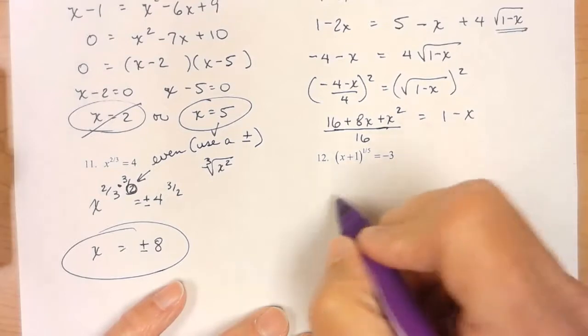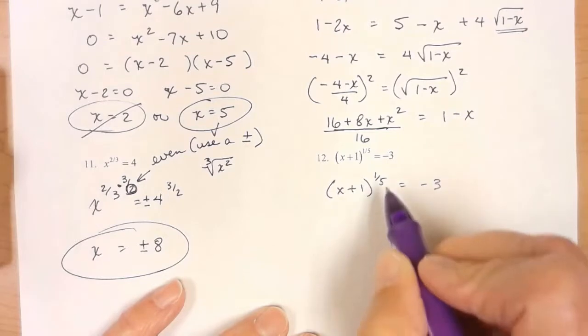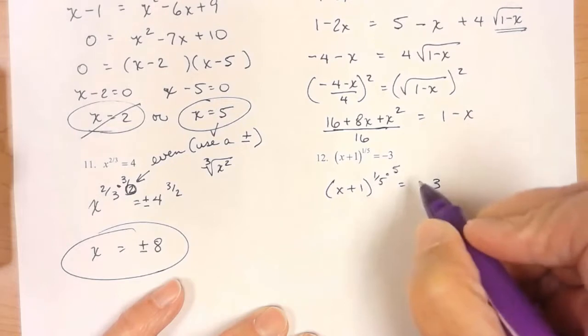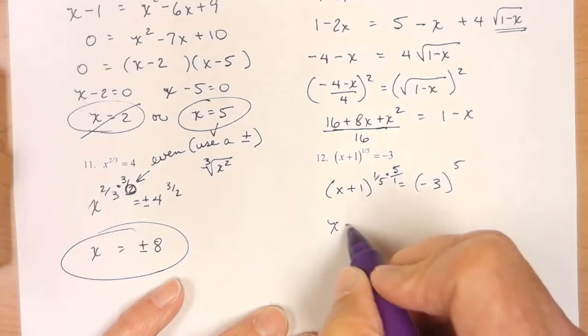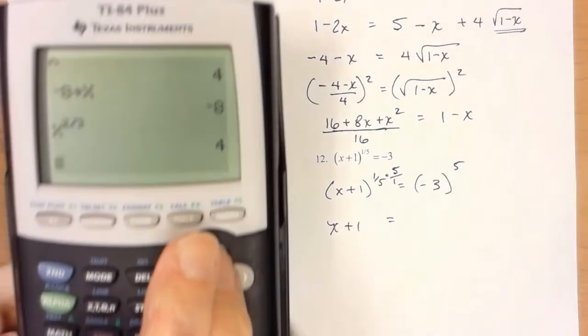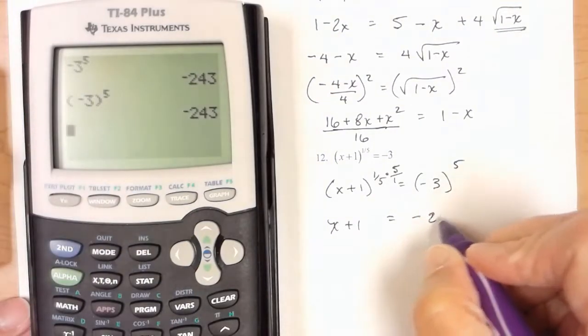Now this one, I'll write it just a little bit bigger. Well, the reciprocal of 1/5 would be 5 over 1. So I'm going to raise it to the 5th power. That gives me x plus 1 is equal to negative 3 raised to the 5th. I really should have used parentheses, because if that were even, then it'd be a different game. So that'd be a negative 243.